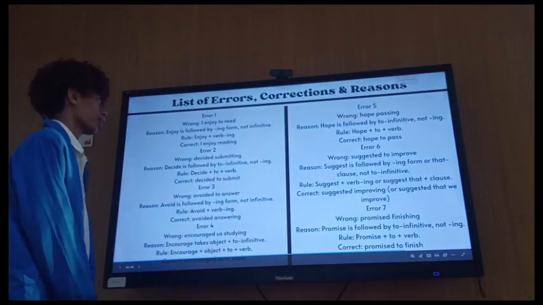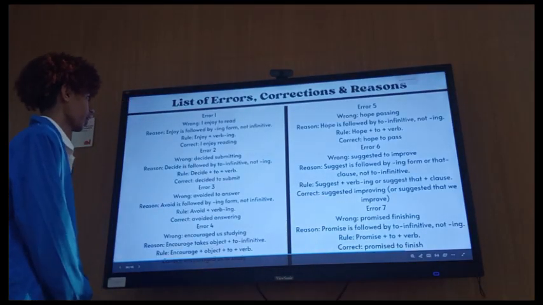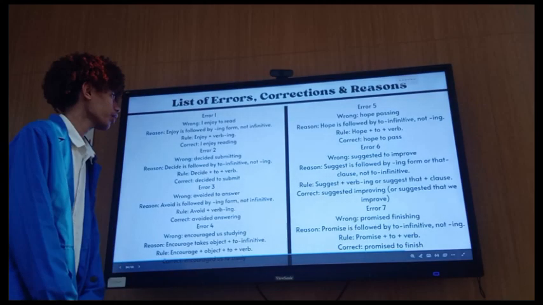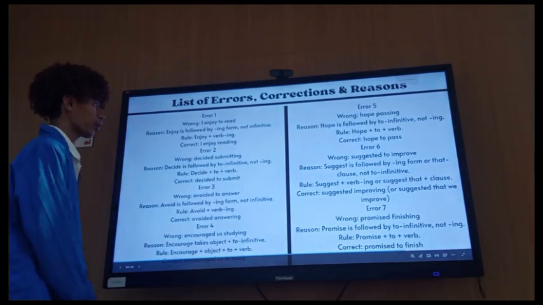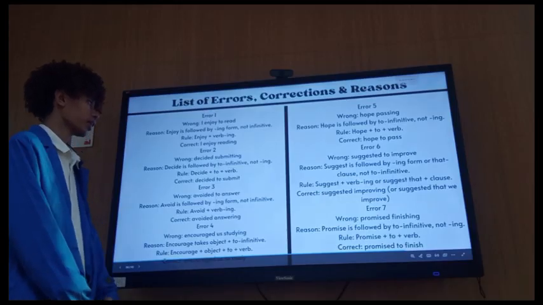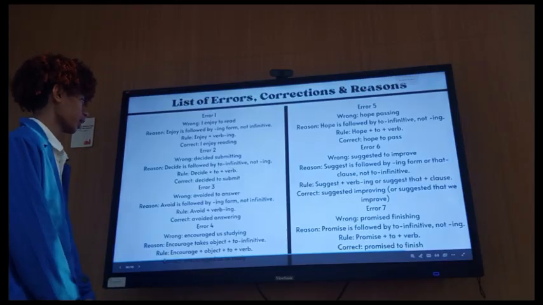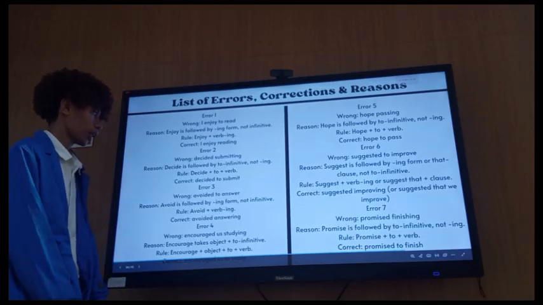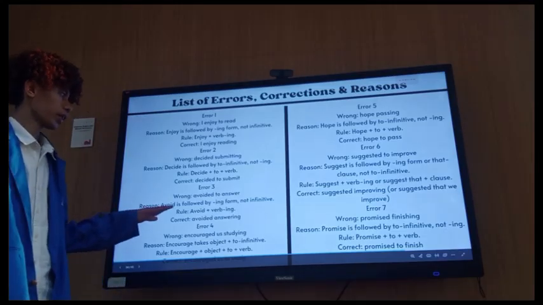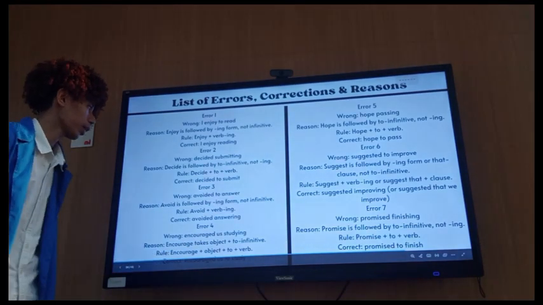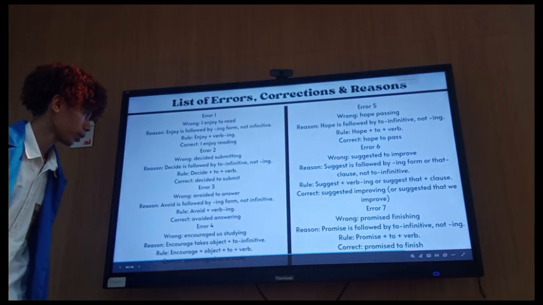Error 1. Wrong: "I enjoy to read." Reason: "enjoy" is followed by the -ing form, not the infinitive. Rule: enjoy plus verb-ing. Correct: "I enjoy reading." Error 2. Wrong: "The candidates submitting." Reason: "the candidates" is followed by a to-infinitive, not -ing. Rule: to plus verb. Correct: "The candidates to submit."